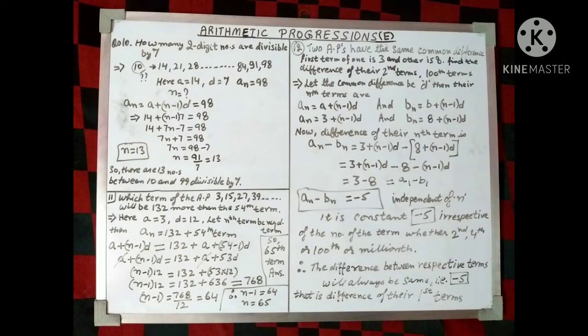Whether it is the second term or the fourth term or the 100th term or the millionth term, any term, the difference of the respective terms will always be the same, which is equal to the difference of their first terms, right? So we can generalize that if two APs have the same common difference, then the difference between their respective terms will be the difference of their first terms, right? These were questions related to the general term of an AP.